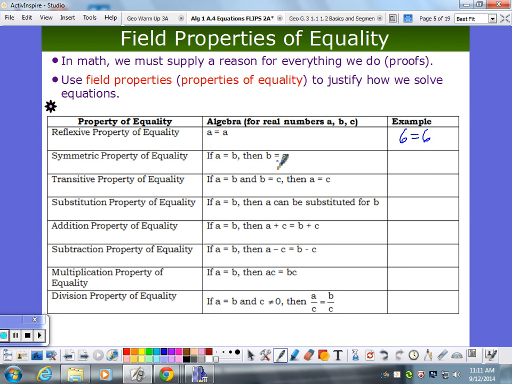Symmetric property of equality is kind of an awesome little thing. It says if A equals B, then it naturally follows that B equals A. So if you say 3 equals X, you can just turn that around and say X equals 3 using the symmetric property of equality. Yes, sir?